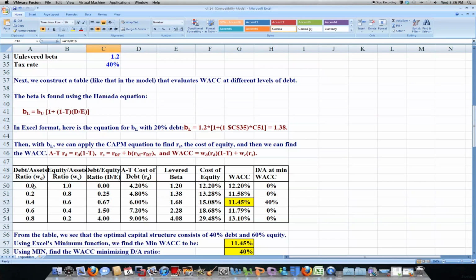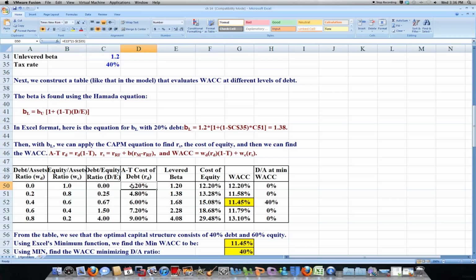So what we'll do is bring these down from the table above, just like what we did. You can see this is A15, it was just brought down. Same thing here, 1 minus A50. You can either bring it down or do it like this, either way. And then we have our debt to equity ratio.